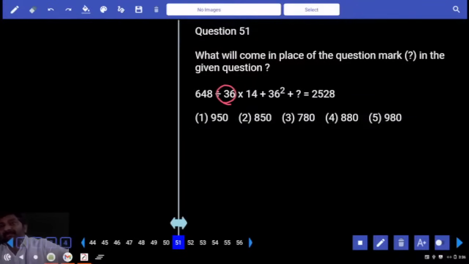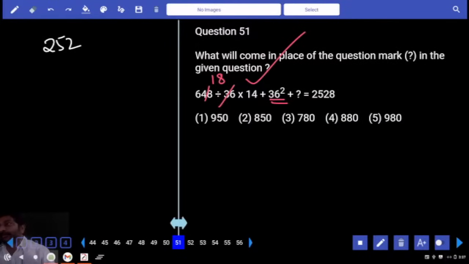Divided by 36. What is 10 times? 20 times. This is how much less than 720? 72. Come on. So 2 times less than 20 times will be 18 times. Got it? Into 14. 14 times of 18 will be 20 times of 14 minus 2 times of 14. 20 times 14 is 280, minus 28, 252.